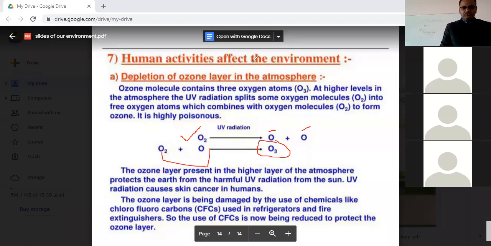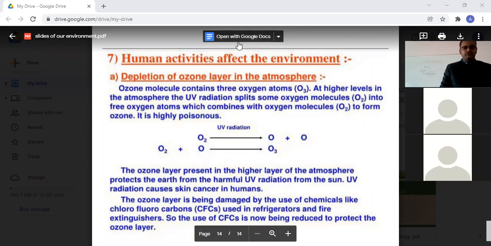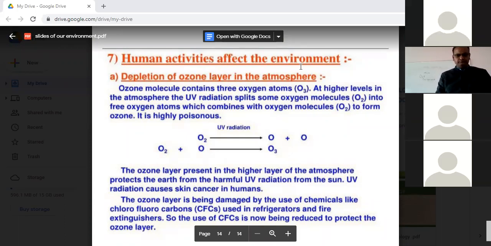For this I want to interact with you all again. Why is this ozone layer getting depleted? Who wants to answer this? Raise your hand quickly. Okay, very good, Khushbu, you can unmute yourself. Why is the ozone layer getting depleted? Sir, the ozone layer is depleted day by day due to the chlorofluoro gas.